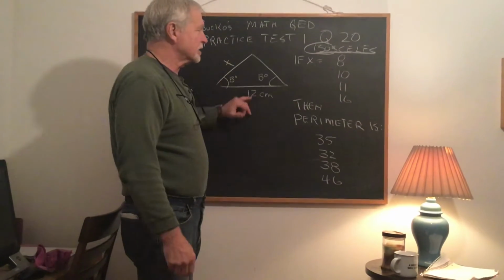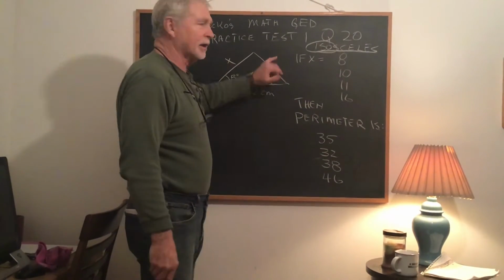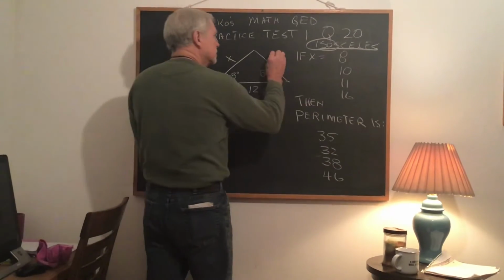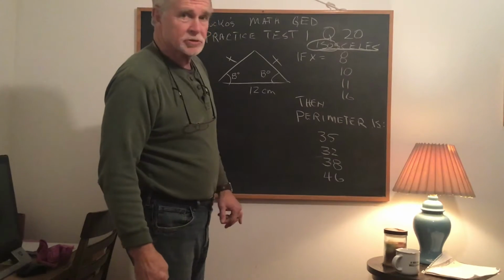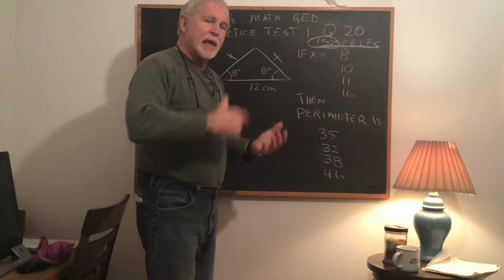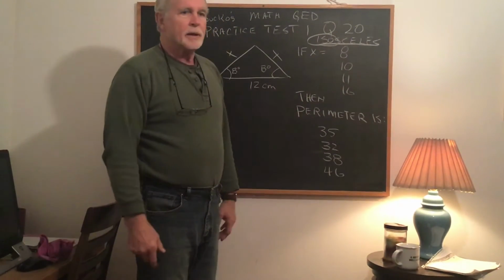So here's an isosceles triangle. This guy and this guy are going to be the same. We could do this. This is legal. If this is x, then that means that's going to be x too. You've got to get over the language before you can do the math.